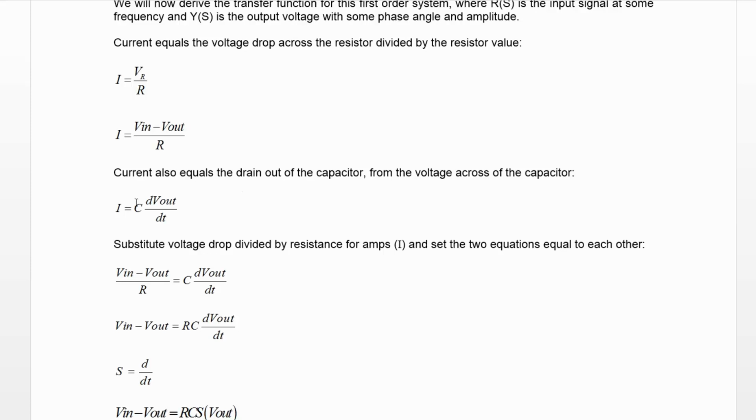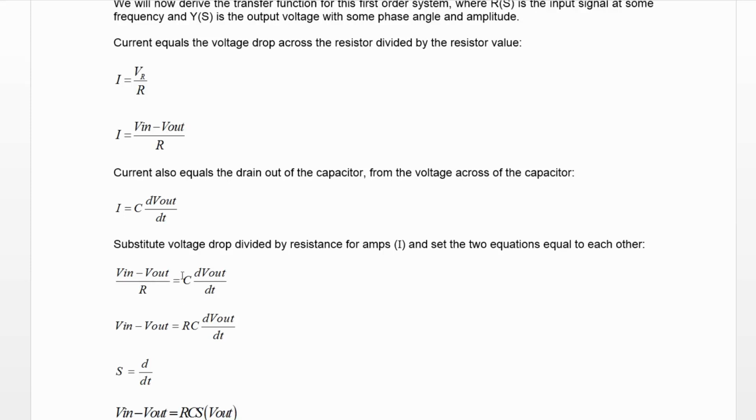divided by resistance. And the formula for current, which is a little beyond you if you haven't had electrical engineering, I equals the capacitance times the change in voltage out over the change in time. So we substitute in this voltage drop divided by the resistance for amps. So this is what amps equals. We put this in there, and we get voltage in minus voltage out over R equals C dVout/dt.